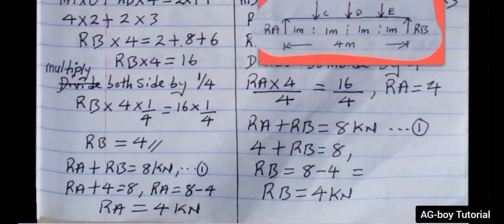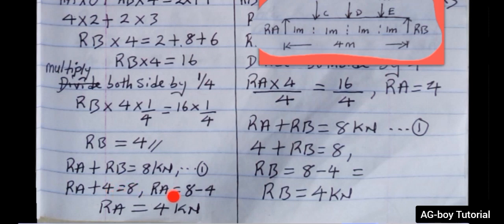Then at equation 1, remember our equation 1, we say RA plus RB equals 8 kilonewton. Now make it our equation 1, so therefore RA plus 4 kilonewton, this 4 kilonewton we substituted from here, our RB is what, 4 kilonewton, then equals what, 8 kilonewton.